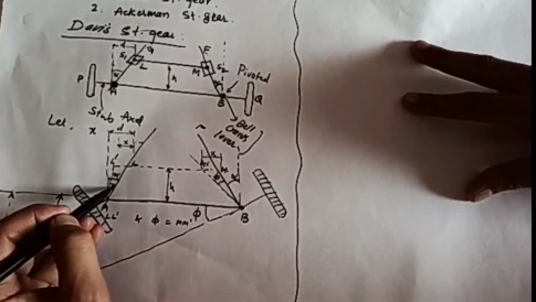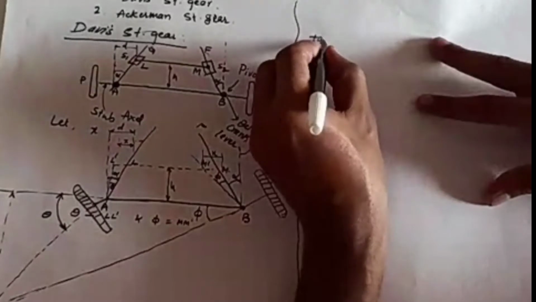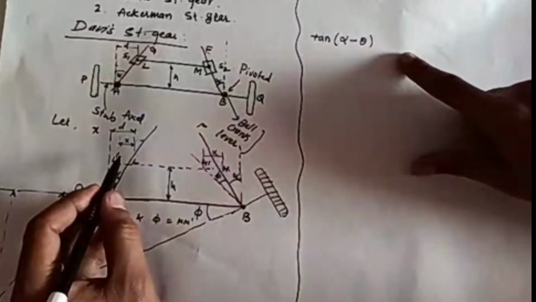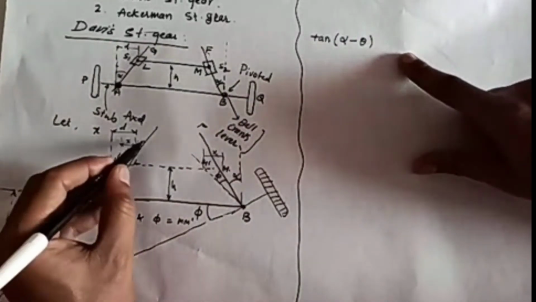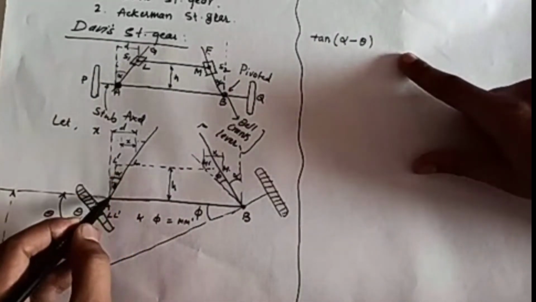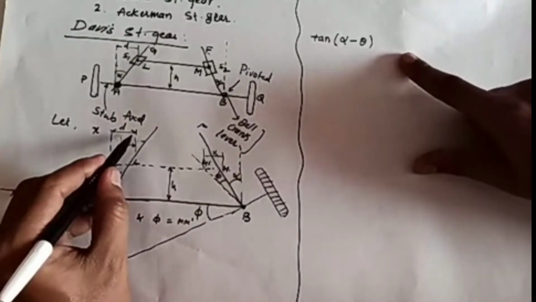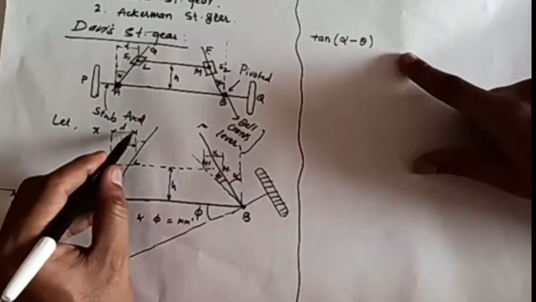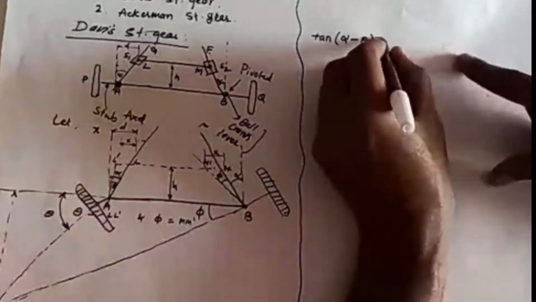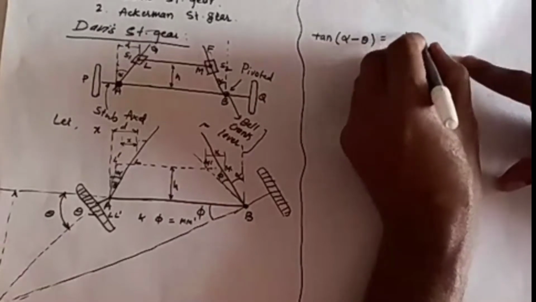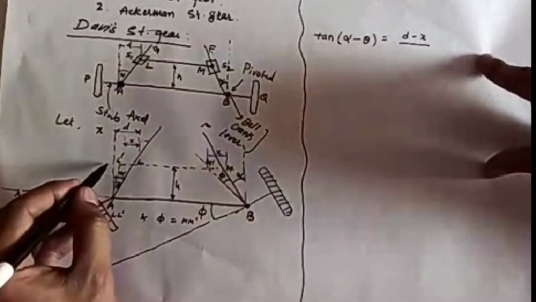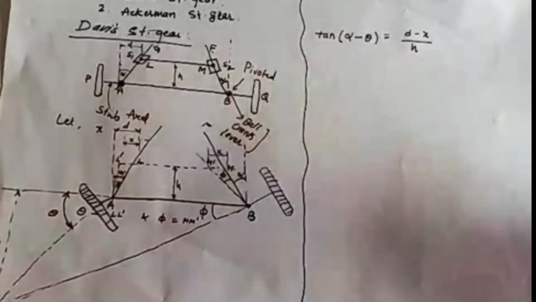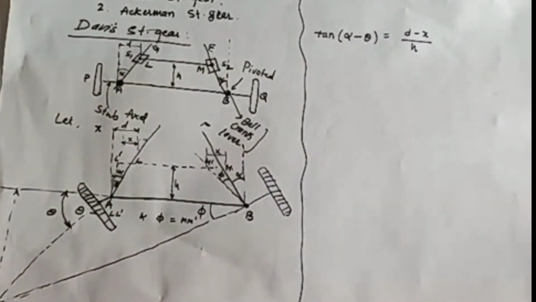Alpha minus theta, you can write tan(alpha minus theta). That is equal to the opposite side by the adjacent side, right? So what is the opposite side? It is d minus x. The total distance will be d minus x, and the adjacent is h. So tan(alpha minus theta) is equal to (d minus x) by h.